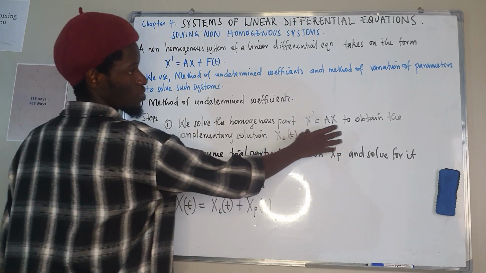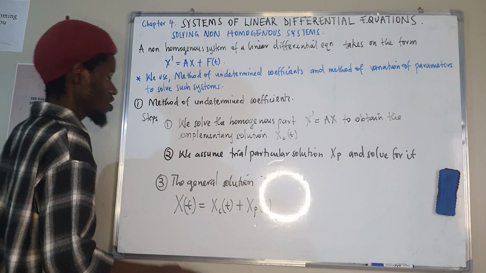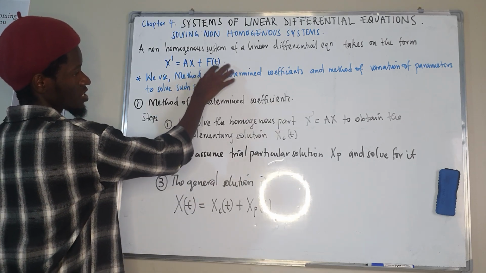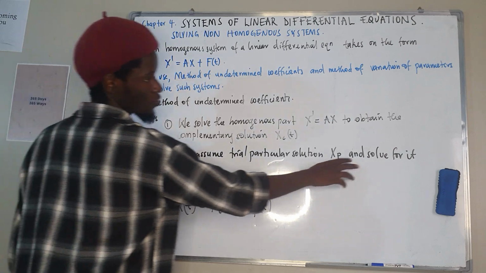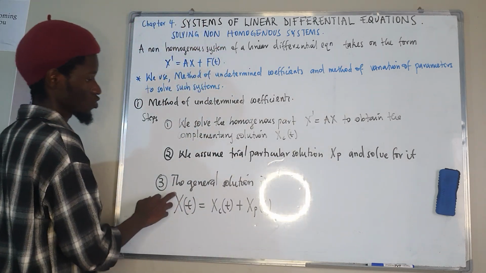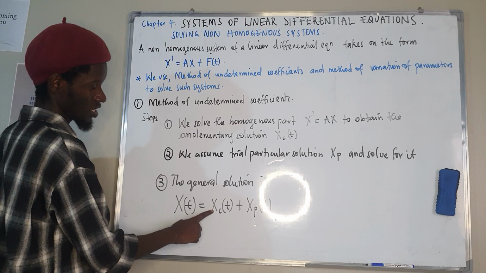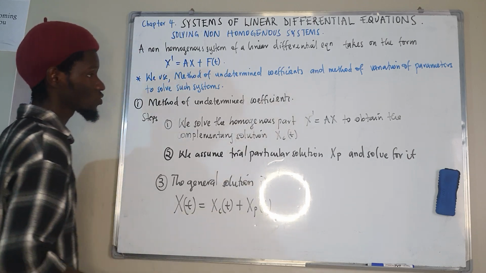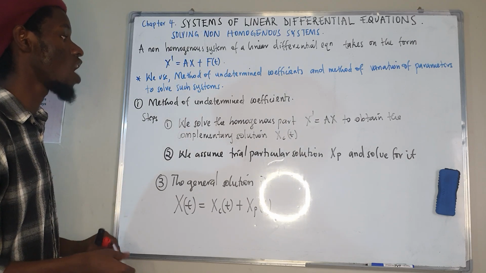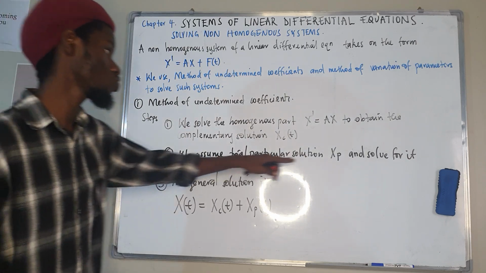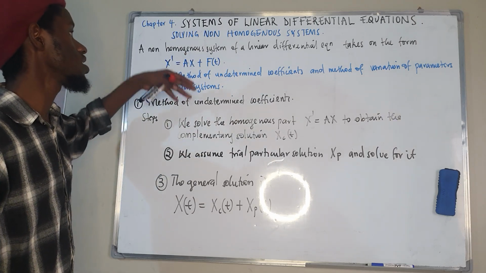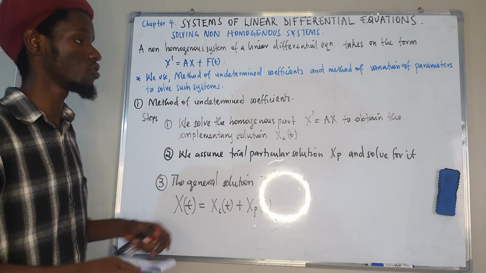This is what we have been doing in the previous videos. Then we assume the particular solution for this f of t, which we don't know, and solve for it. Lastly we find the general solution by adding the complementary solution plus the particular solution. Today, allow me to take you through how we assume the particular solution, and then we do an example of how we solve a system using the method of undetermined coefficients.